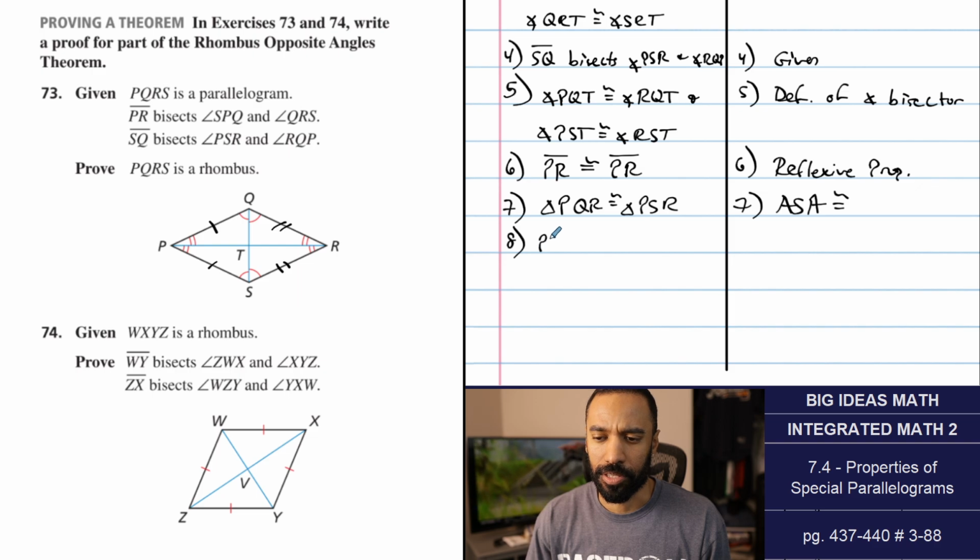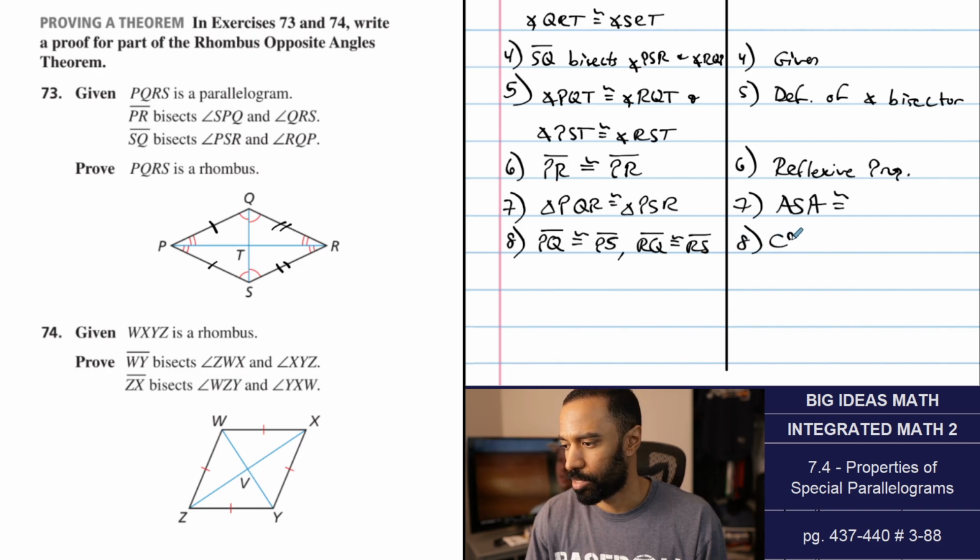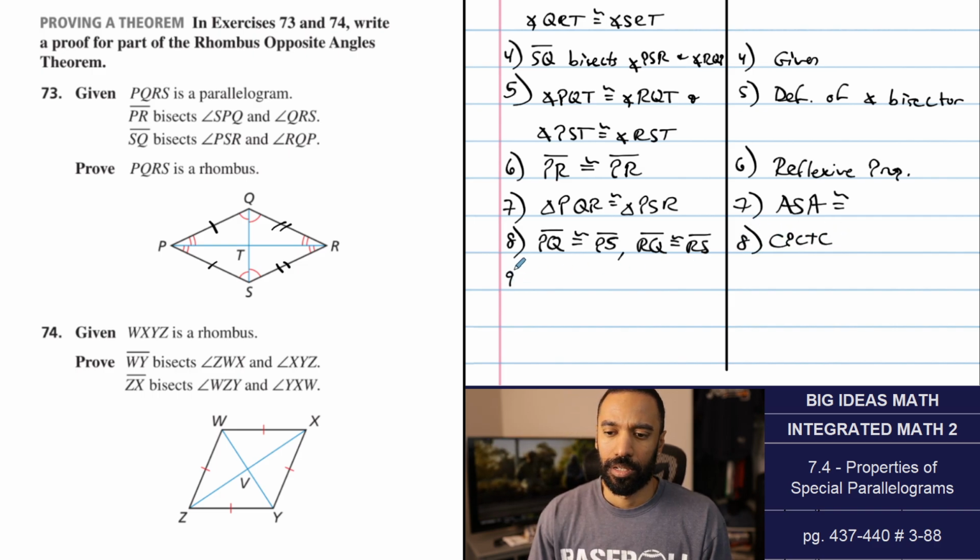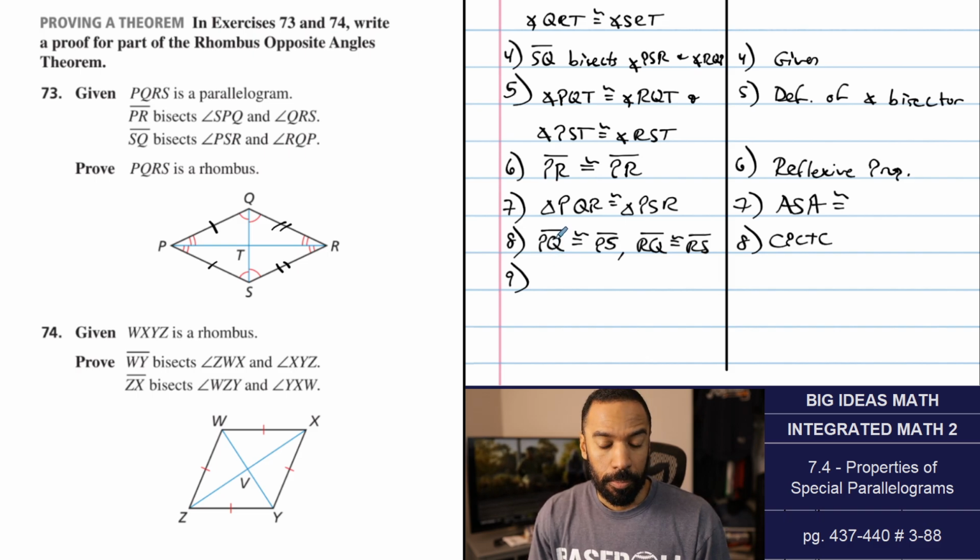I wonder how the book would have done this. PQ congruent to PS and RQ congruent to RS by CPCTC. Whew. Now the parallelogram part.